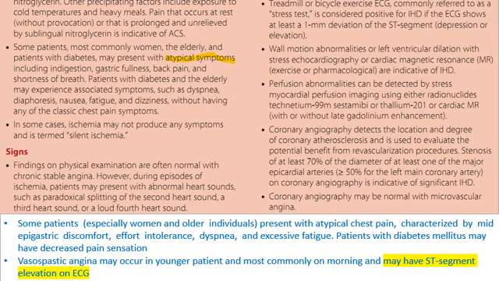Sometimes the patient can have no symptoms, and the signs of ischemia can be found accidentally on ECG. This is called silent ischemia. The signs include abnormal heart sound and abnormal heart rhythm.